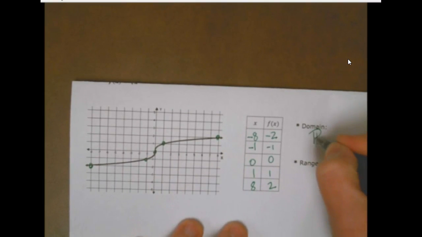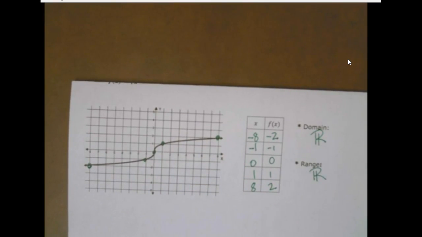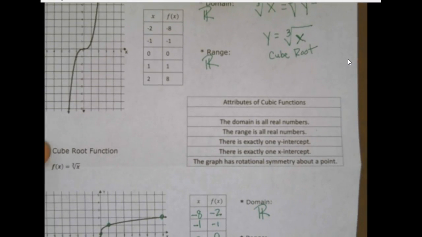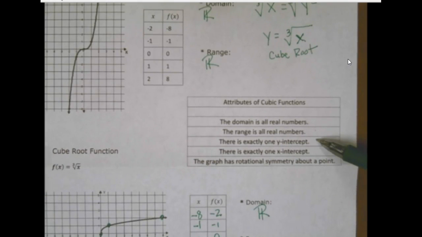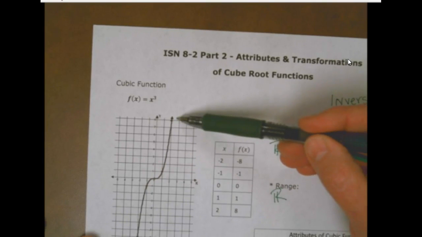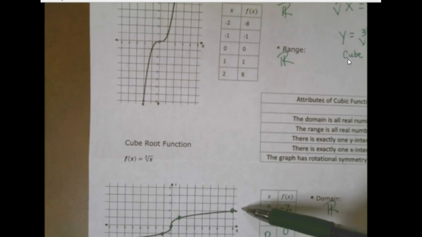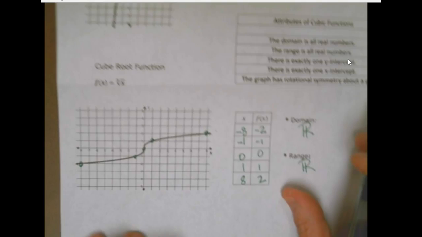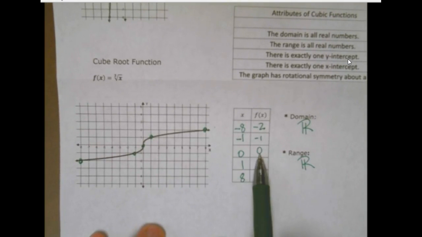The domain here is still all real numbers. All of the attributes for the cubic function also apply to the cube root function. The difference is this one points up and this one points which way? Down, right. And because it has been reflected over the y equals x line, these have switched places.